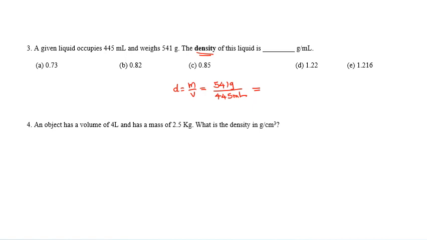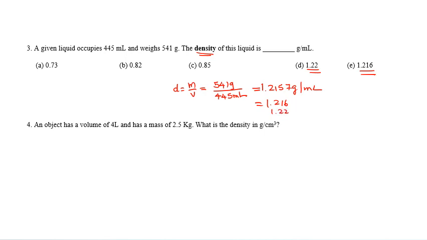When you plug it in the calculator, we can see 1.2157 grams per milliliter. So is that the right answer? Let's see, do we have that answer? Very close to that. 1.22 is there and 1.216 is there. When you round it, we can get 1.216. Is that the right answer or is 1.22 the right answer?